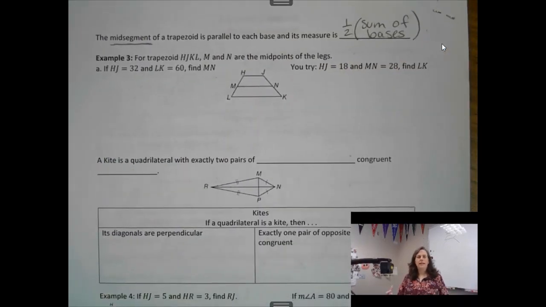Okay, and hopefully that doesn't sound too strange. The sum, so we add the two bases together and then we divide it in half. It's like taking the average of the two bases. I'm sure you guys have taken the average before, and that's what that is.